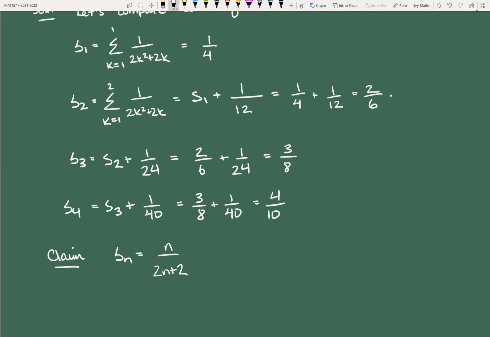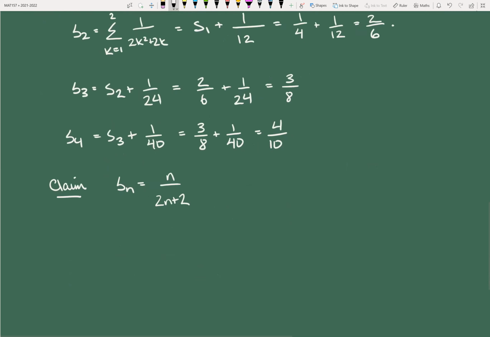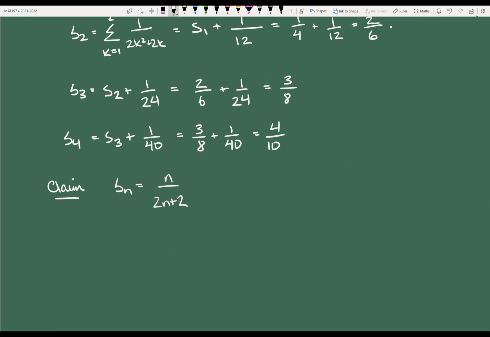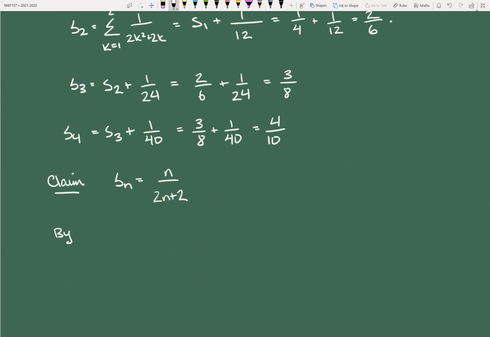So let's check that. Now, of course, how would you actually prove it? Well, you'd prove it by induction. So by induction, the base case is done. We already did it. So the base case is done.